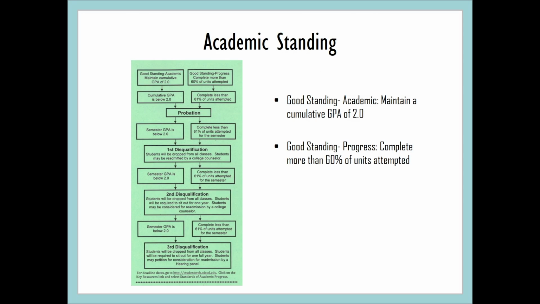Academic standing. Students are in good academic standing when they have a grade point average of 2.0 or higher and have completed at least 61% of the units they've attempted. A student whose cumulative grade point average falls below a 2.0 will be placed on academic probation. A student on academic probation will return to good standing once his or her cumulative grade point average reaches or exceeds 2.0. When a student is on academic probation, the student will be disqualified when his or her GPA falls below a 2.0 in a subsequent semester.